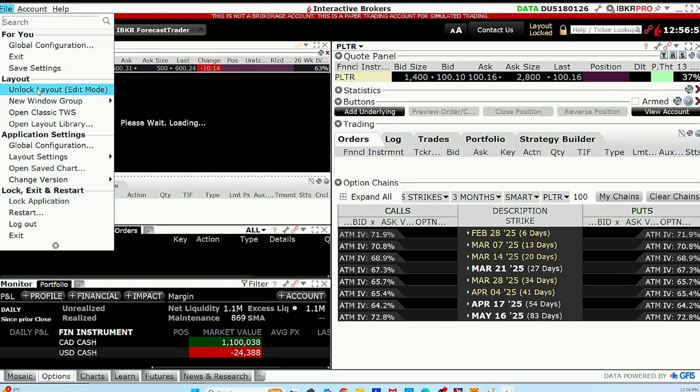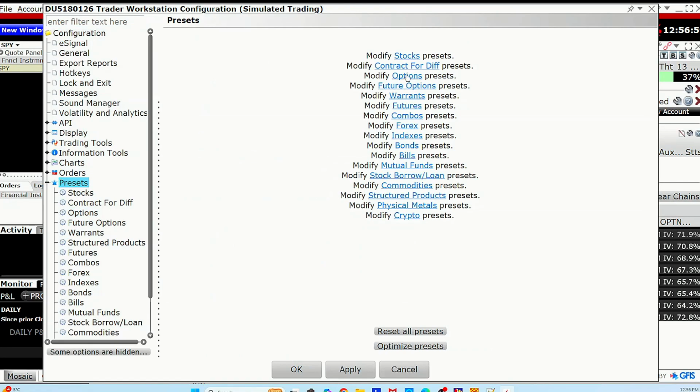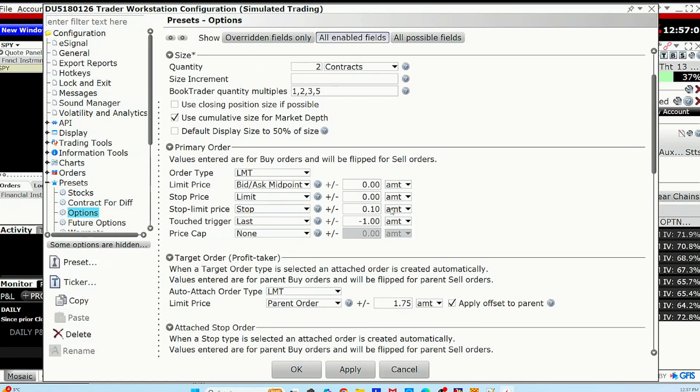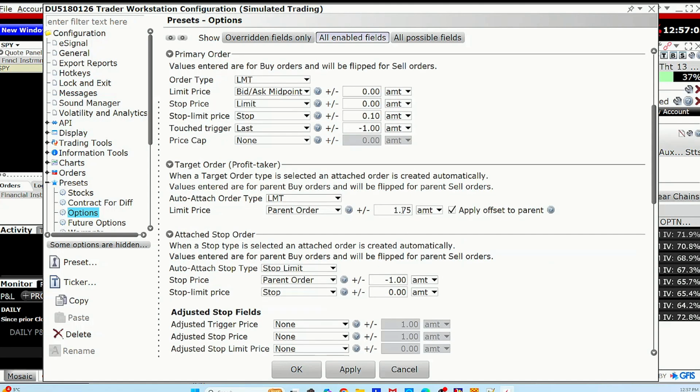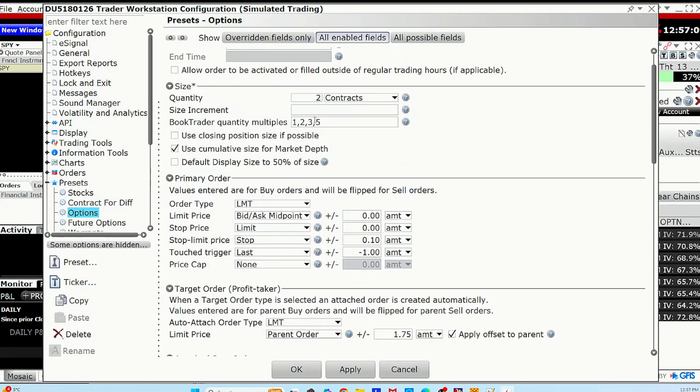Just to confirm it applied, I'm going to go to global configuration, presets, and then options. And I see yes, it has already applied: 175 is the profit taker, -1 is the stop loss. I'm willing to take that loss if things go against me. I will always take a quantity of two contracts minimum. So these are all the settings you can attach when you're sending the order. So apply, and then let's see how it works.